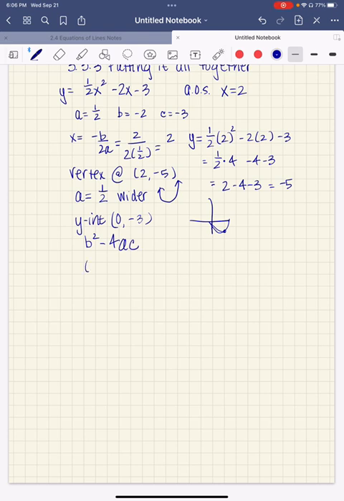Okay, so b is -2. So why am I using this discriminant? Because I want to figure out, does this parabola have x-intercepts? And if so, how many? And then a is 1/2 and c is -3. So that's 4 plus 6, I believe, which is 10. Okay, well, 10 is greater than 0. So this has 2 x-intercepts. Okay, and then remember, this symbol right here means therefore.